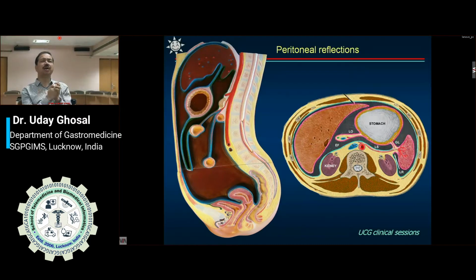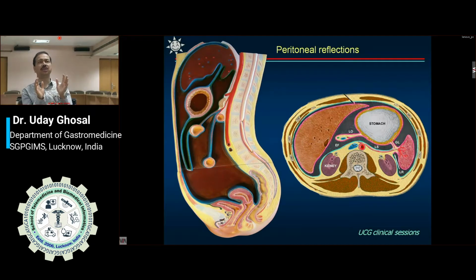Then the greater omentum is encircling the transverse colon. And from the transverse colon, it is going as the transverse mesocolon to the anterior surface of the pancreas. Now behind the stomach, that cavity is called the lesser sac. And anterior to the stomach, the cavity is called the greater sac. So lesser sac and greater sac.